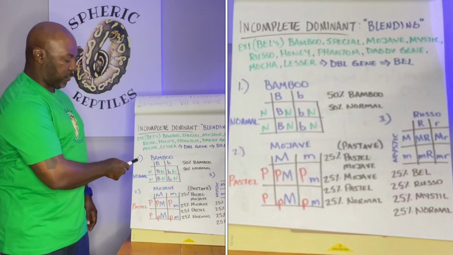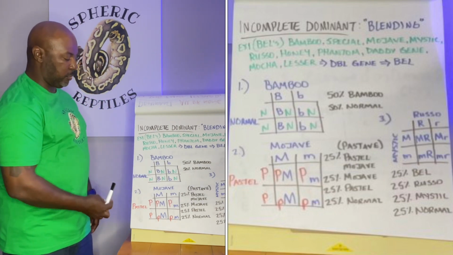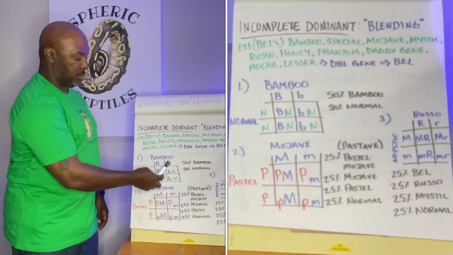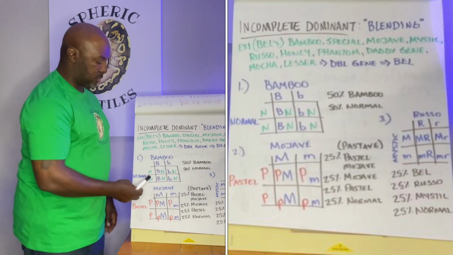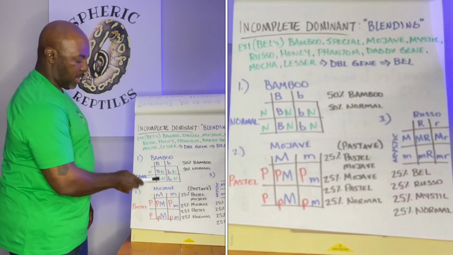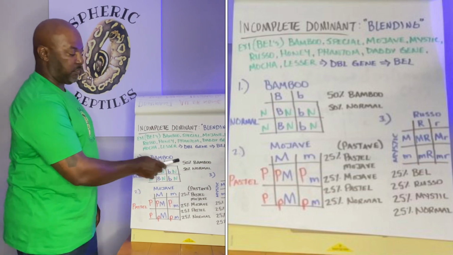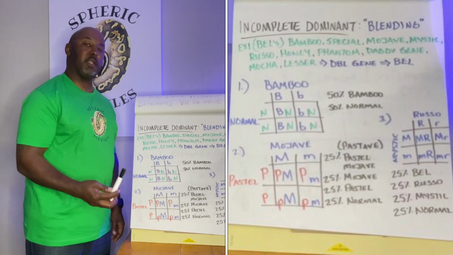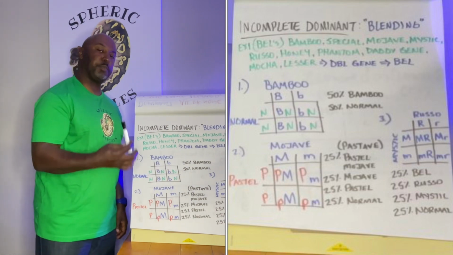So let's look at the first example where we have a bamboo to a normal. Of course, this small b means that it's a normal. So we have the normal genes here represented by N's, and capital B's and lowercase b's, so it's a 50-50 chance as to whether you get a bamboo or a normal, and that's per egg.